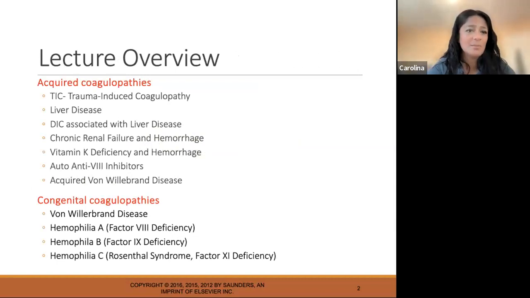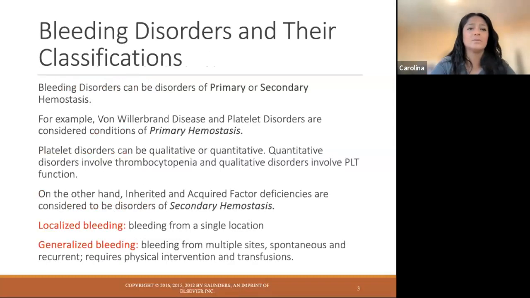We'll briefly talk about trauma-induced coagulopathies. We'll talk about liver disease, DIC, chronic renal failure with bleeding, vitamin K deficiency and hemorrhage, and the issues with acquired von Willebrand's disease and autoanti-factor VIII inhibitors. And then we'll talk about some inherited disorders. So von Willebrand's a big one. We'll talk about the different types of von Willebrand disease and hemophilia. There's another big umbrella there that we need to cover for inherited bleeding disorders.